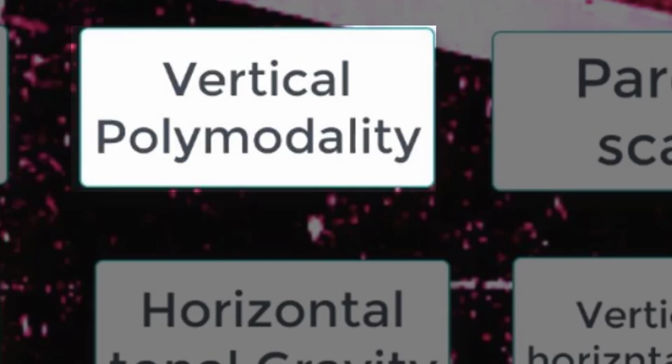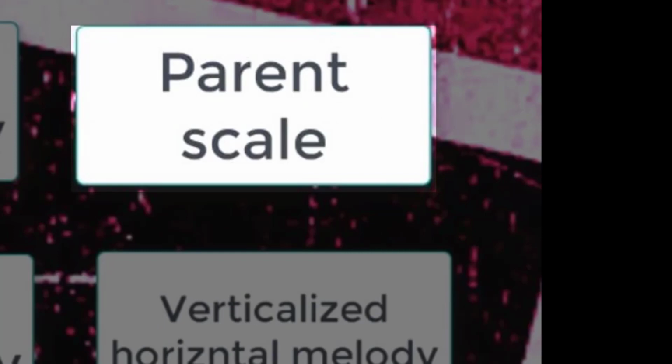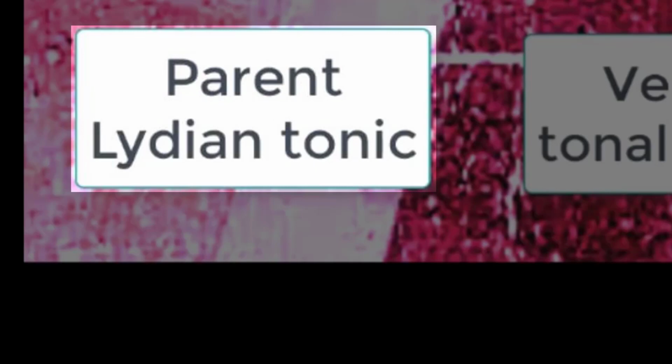Vertical polymodality means the playing out of the standard key of a tune using the vertical scales of the Lydian Chromatic Concept. Because the Lydian Chromatic Concept is chromatic, it invites polymodality. Parent scale means the original parent scale for any chord. So for instance, the parent scale for a G7 chord would be F Lydian diatonic, although it could also be something else depending on how the chord is played, which we will be explaining in this video. Parent Lydian tonic means the tonic of the parent scale for any chord. So for the chord G7, the parent Lydian tonic would be F.